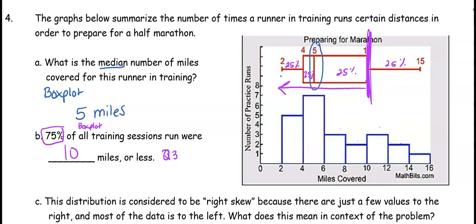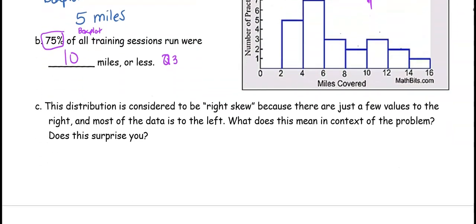This distribution is considered to be right skewed because there are just a few values that are to the right. So it tapers off, so it's going to be right skewed. And most of the data is to the left. What does this mean in context of the problem? Does that surprise you? So that means that there were just a few times that the runner runs long distances higher than 10 miles to prepare for the half marathon.